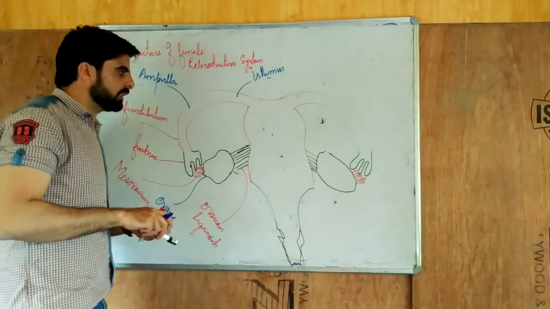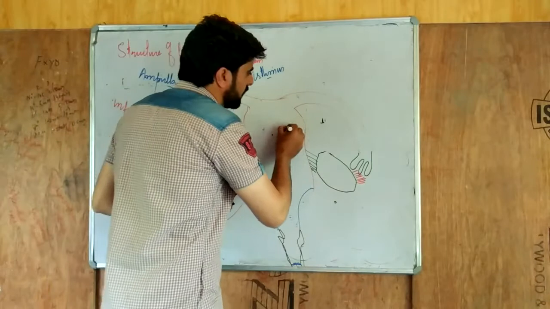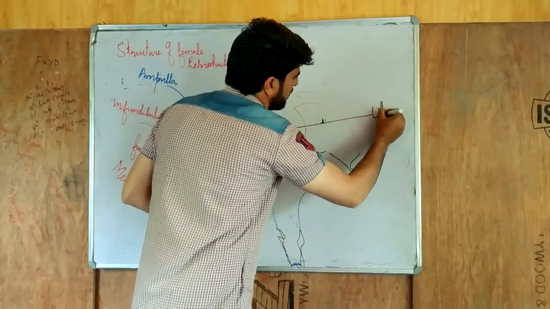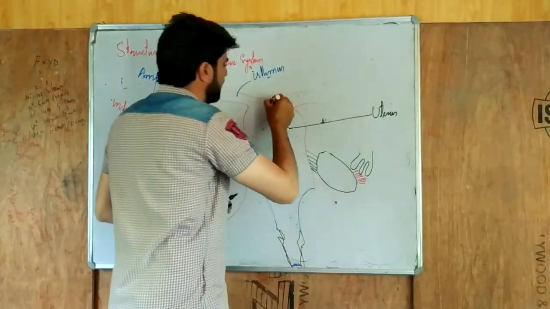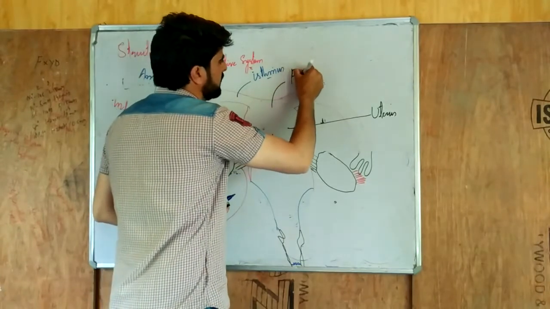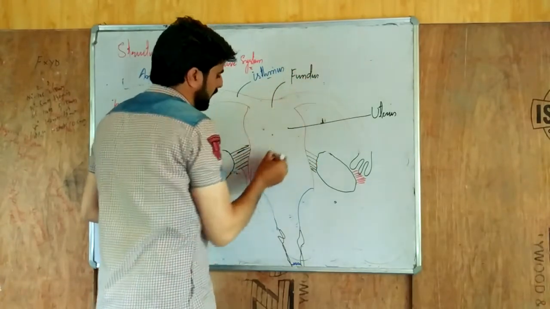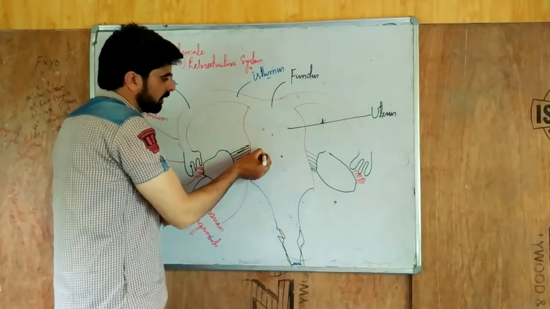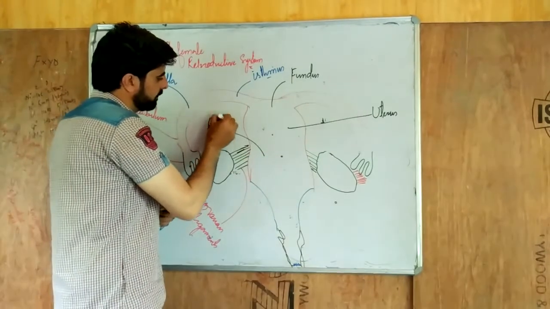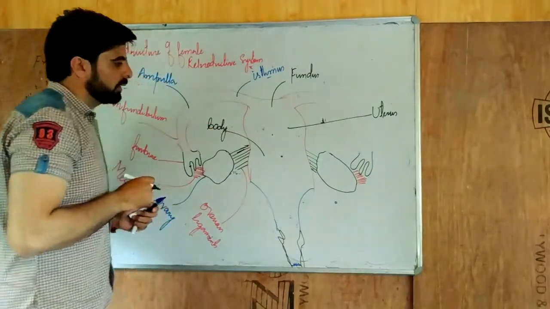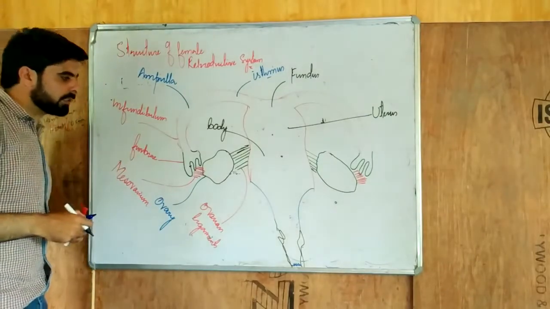Now this part is known as the uterus. So this complete structure here is known as the uterus. But you have to keep in mind, this topmost part is known as the fundus. And this middle broader portion is known as the body. So this is the body of the uterus where the actual implantation takes place.